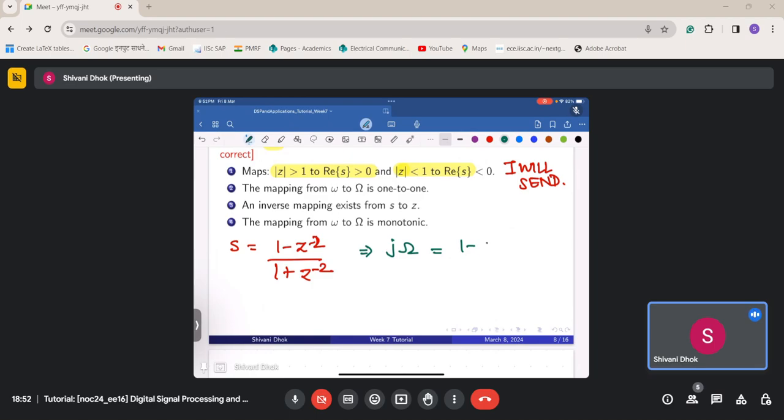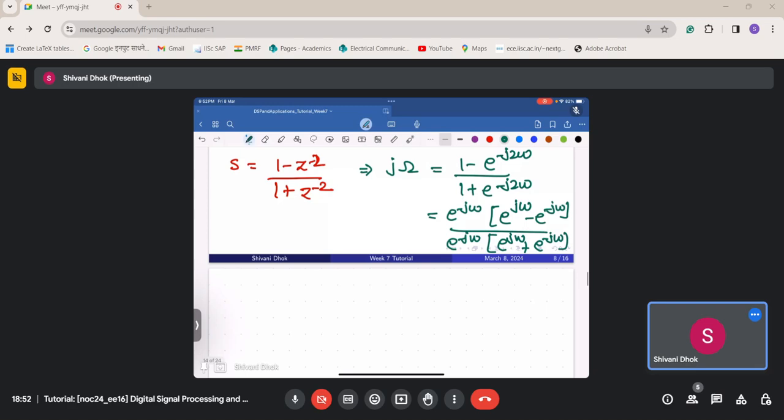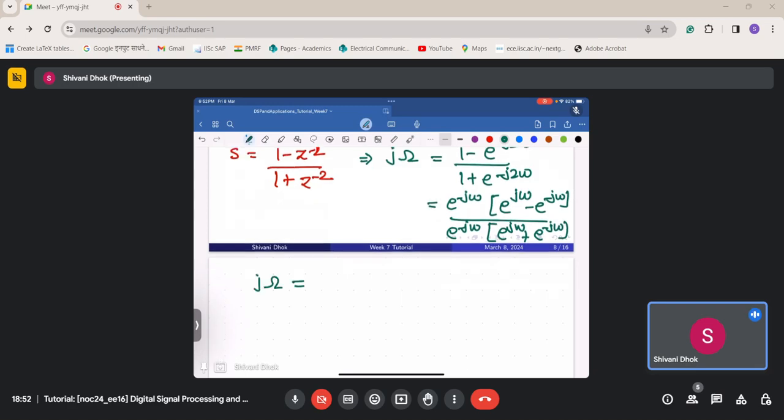So then this I can write as e power minus j omega upon 1 plus e power minus j omega. This I can write as e power minus j omega outside, and inside the bracket it will be e power j omega minus e power minus j omega upon e power j omega plus e power minus j omega. So this thing, that is j of omega, is equal to j times 2 times, this thing gets cancelled, sine of omega upon 2 times cos of omega, which is equal to j times tan of omega.